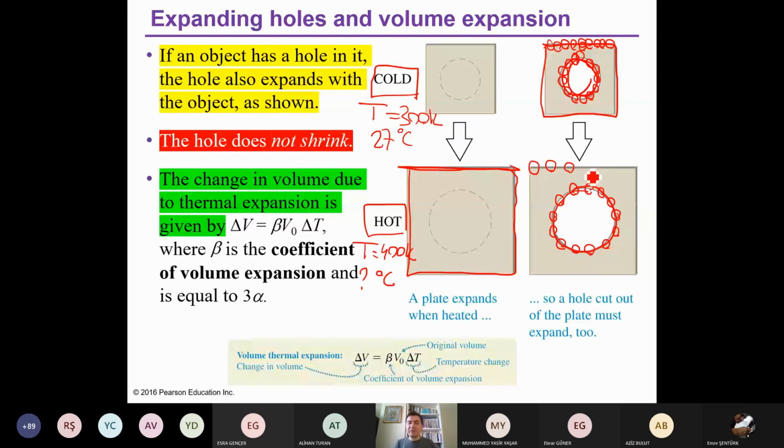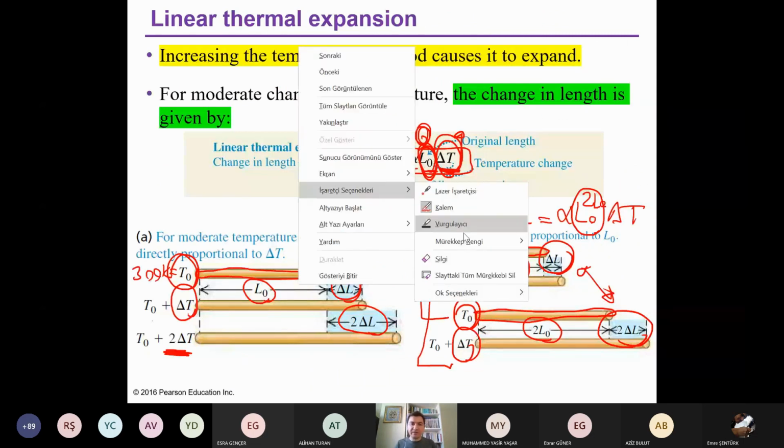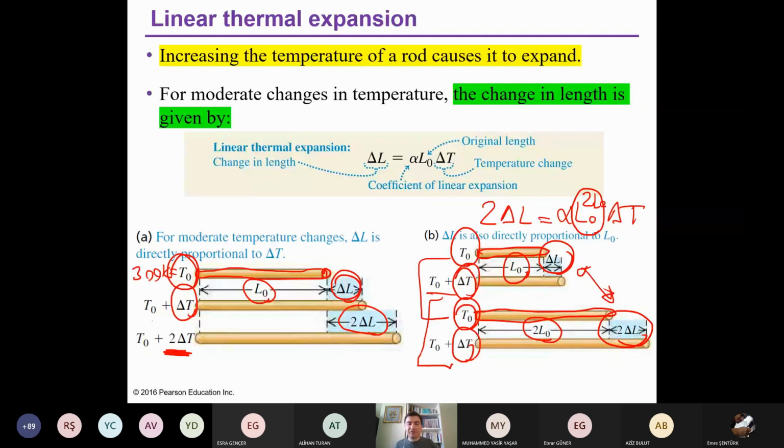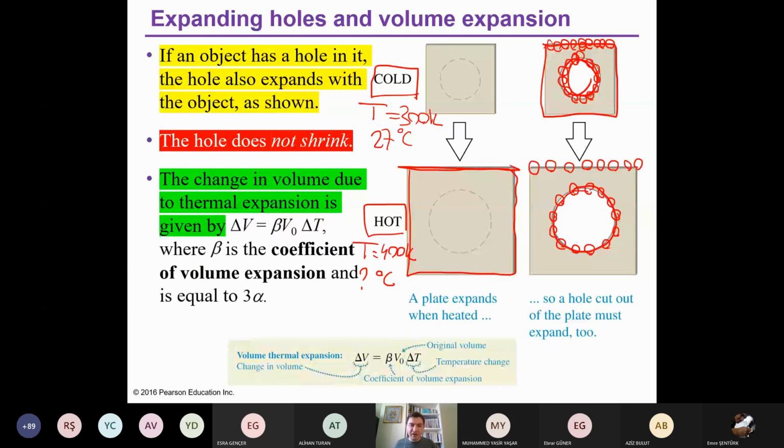And what about the volume expansion? This is the equation for the linear expansion, and delta L changes by temperature. This is the linear thermal expansion. And what about the volume thermal expansion? It is given with delta V, change in volume. It is equal to beta, the coefficient of volume expansion, times V0, the original or initial volume, times delta T, the change in temperature. This is the volume expansion.